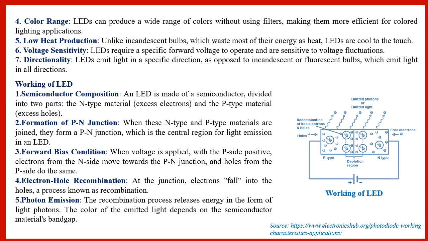There is a formula for that. hc upon lambda is equal to Eg, so lambda is equal to hc upon Eg. Eg is the band gap and lambda is the wavelength of light, and lambda is given as 1241 upon Eg nanometer, which gives us either the band gap or the wavelength of that particular light. So this is how our LED works.